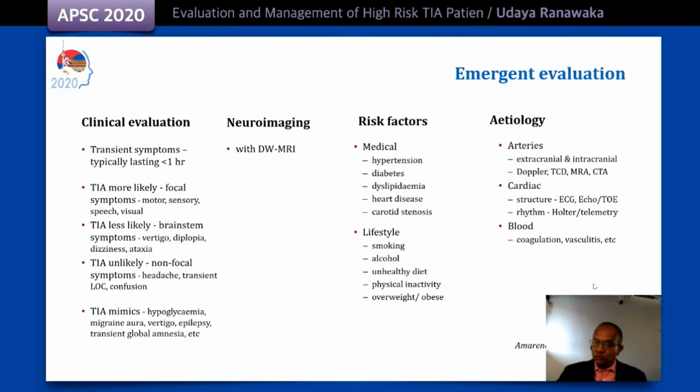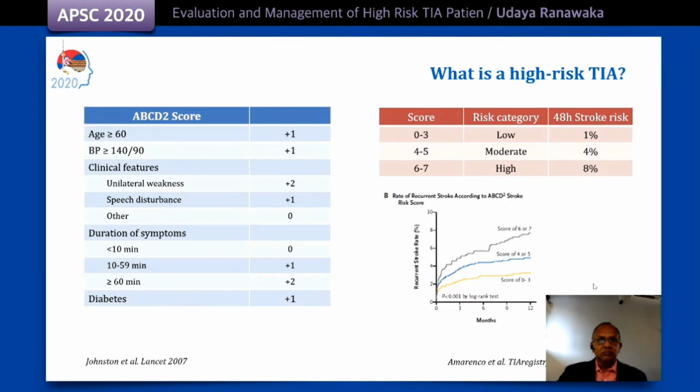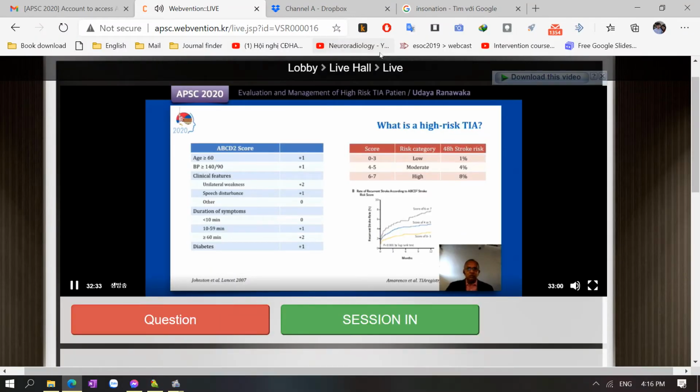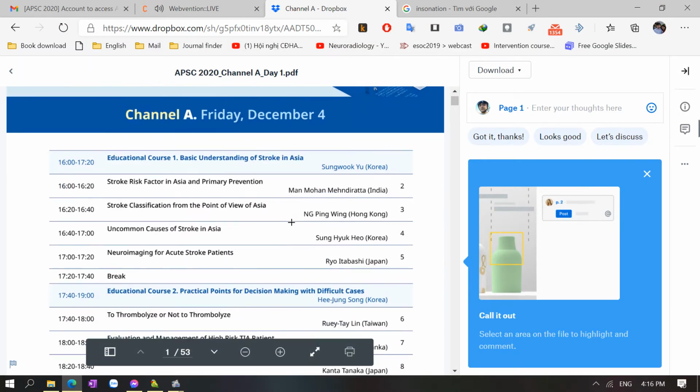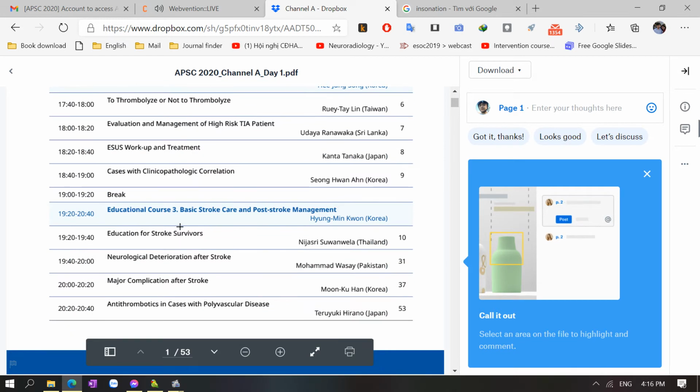How do we do that? We look at the arteries, extracranial and intracranial. We look at the heart, the structure and the cardiac rhythm, and then we look at the blood. Next, we need to look at each patient with a view to finding out the stroke risk in them. How do we do that? We do that using a stroke risk score in each TIA patient. And the most widely used score is the ABCD2 score, where you use 5 parameters: age, blood pressure, clinical features, especially weakness and speech disturbance, symptom duration.